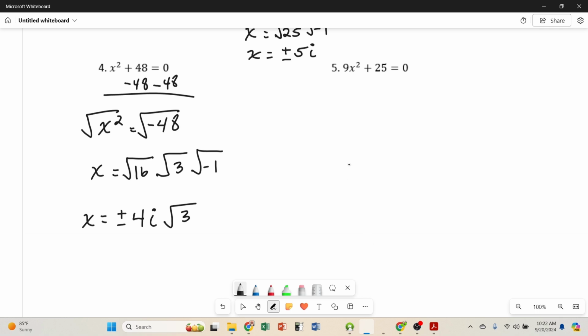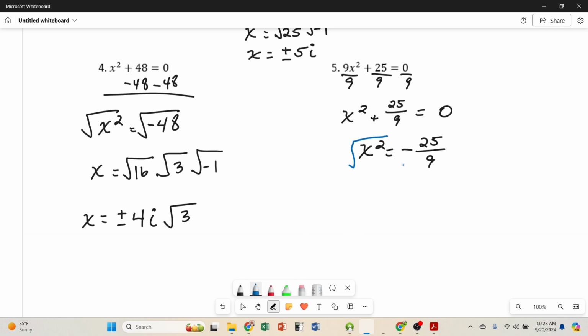So this one here is a little more complex because 9 does not divide into 25 evenly. But we're going to divide everything by 9 anyway, and maybe you'll see where we end up with this. So x squared plus 25 ninths equals 0. So I'm going to subtract 25 ninths from each side, and I've got x squared equals negative 25 ninths.